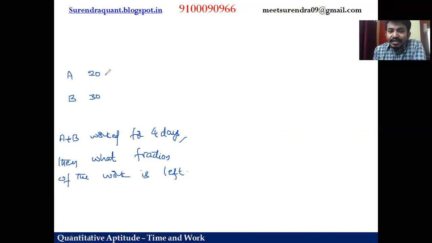So A can do it in 20 days, B can do it in 30 days. What is the LCM? 60 units. What is the one day work of A? 60 by 20, 3 units. Now you should be in a position to directly tell the one day work, guys. What about B? 60 by 30, 2. Now what is the one day work of A and B? A 3, B 2, 5 units per day. They did 5 units in one day, right?